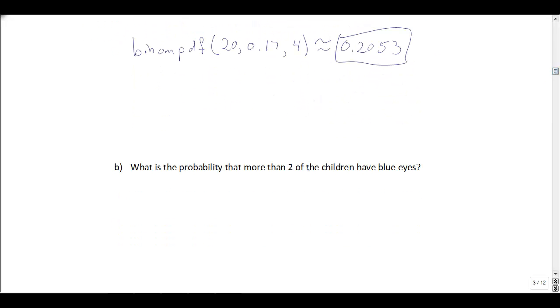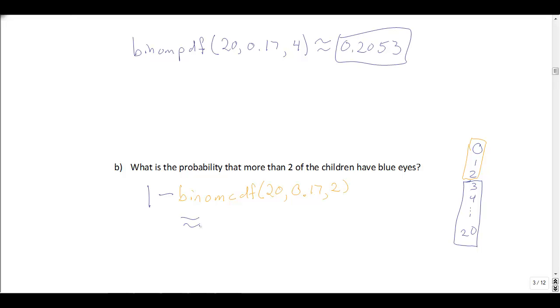Next one was the probability that more than 2 of the children have blue eyes. So let's see, we have 0, 1, 2, 3, 4, up to 20. More than 2 is the block from 3 up to 20. So what we're going to do is take the whole thing, that's 1, minus the block from 0 up to 2. The probability of getting anywhere from 0 to 20 is 1 minus this block in orange. That's going to be a binom CDF: 20 trials, probability of success 0.17, going up to 2.